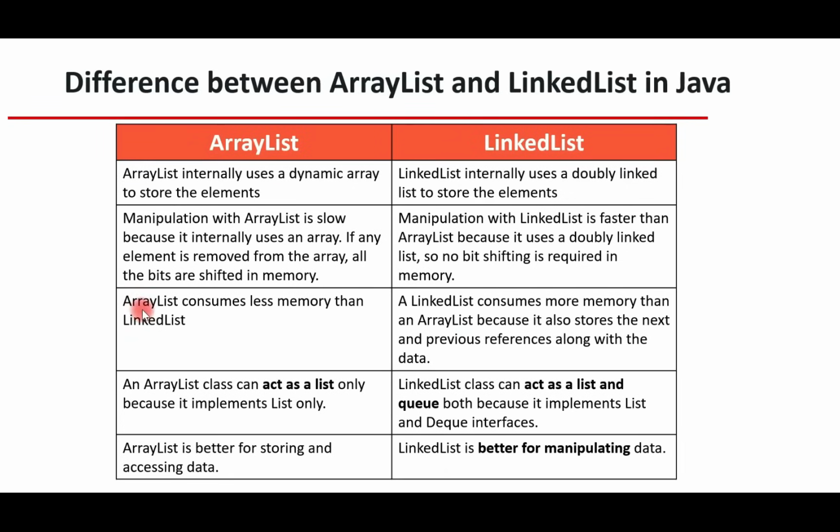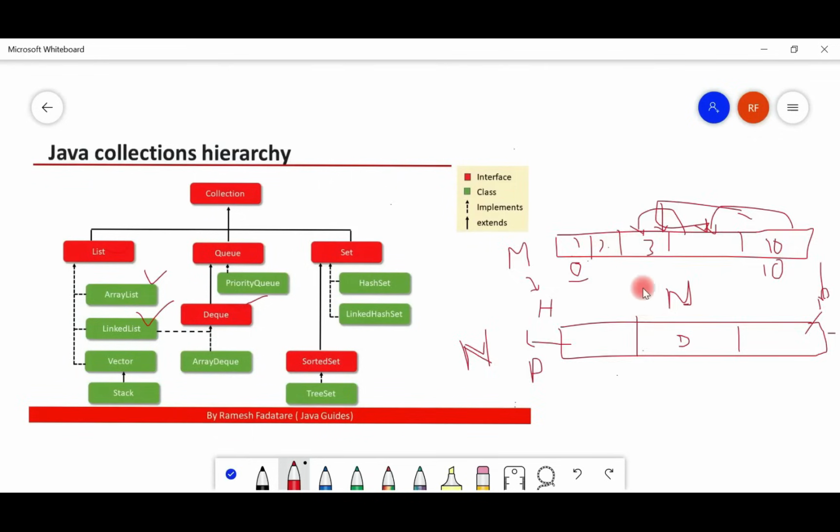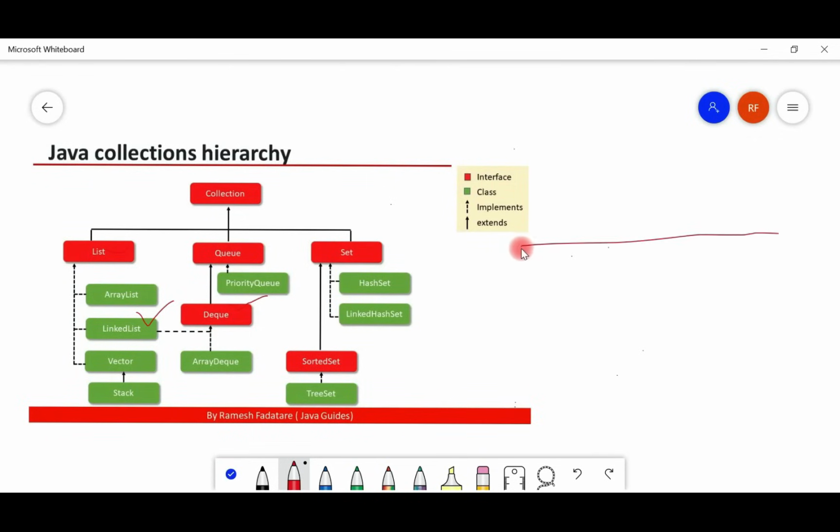The next difference is that ArrayList consumes less memory than LinkedList, whereas LinkedList consumes more memory than ArrayList because it stores the next and previous references along with the data. For example, let me quickly draw a diagram here. Let's say this is an array that starts with index 0, and let's say we have 10 elements in the array.